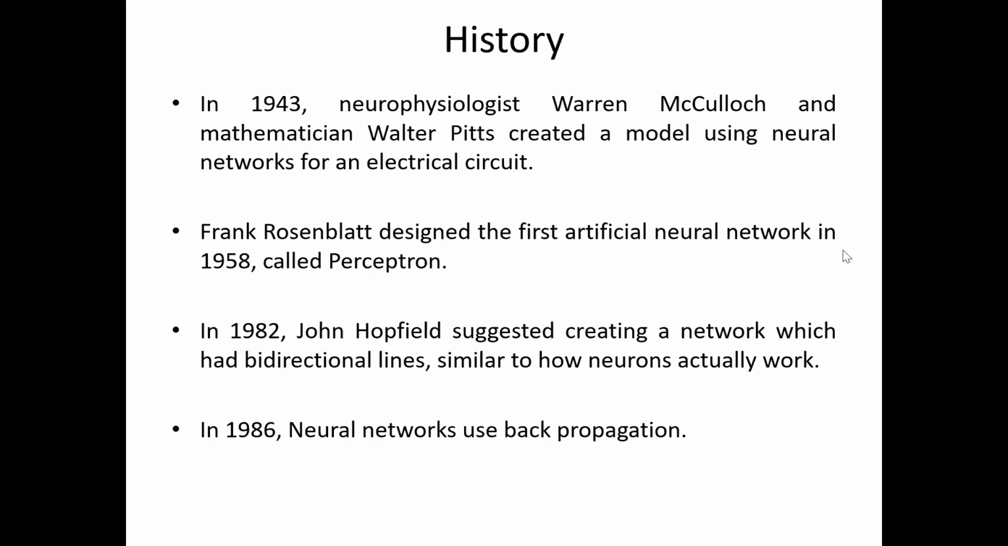Then in 1982, John Hopfield suggested creating a network which had bidirectional lines, similar to how neurons actually work in the human brain. In 1986, neural networks used backpropagation. That is another path-breaking work in artificial neural networks: how we can minimize the error of an artificial neural network with the help of the backpropagation model. So it's a repeated process.